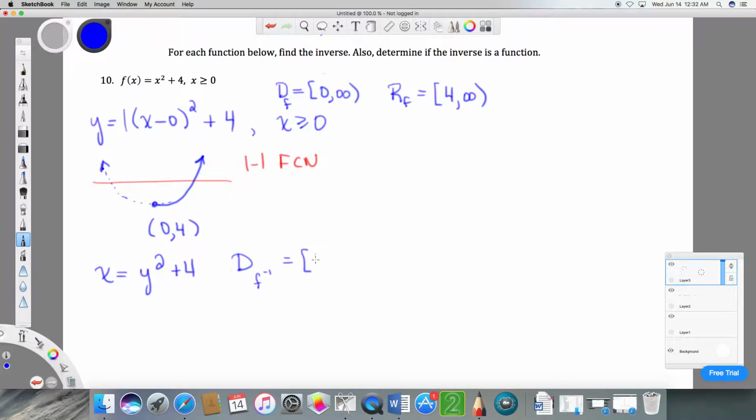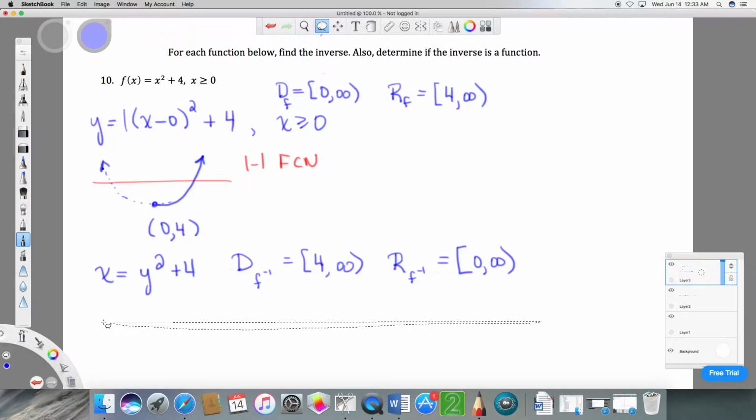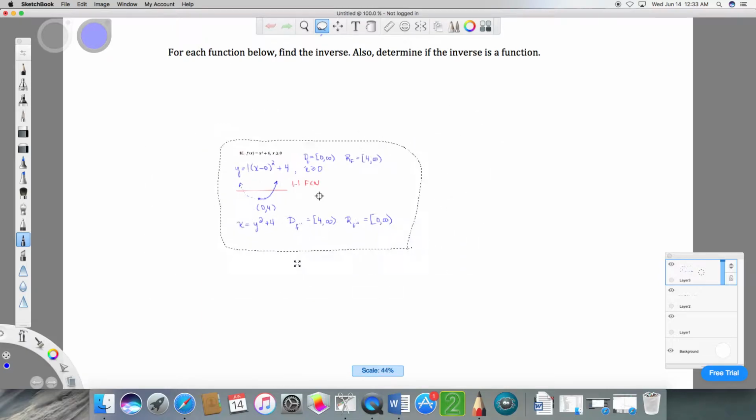And the old domain becomes the range of this inverse function. So we use that range information just in a minute to simplify our expression.